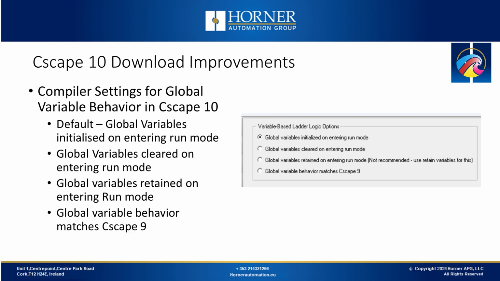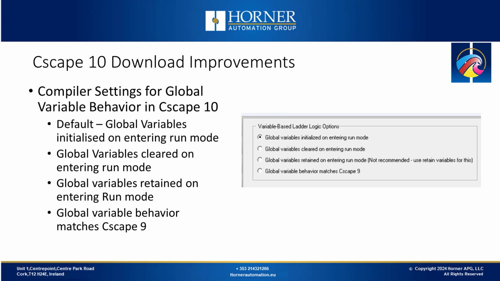Finally, we will look at global variable behavior and how we can adjust it in Cscape 10. To change the global variable behavior, you can select the Quick Menu button in the upper left corner of Cscape 10, and then select Settings. Then navigate to the Compiler Options tab, and you will find the options shown on the screen. The first option allows global variables to initialize upon entering run mode, which is the default. Once again, global variables with a value plugged into the initial value column of the program variable window will initialize to that value, otherwise they will initialize to 0.